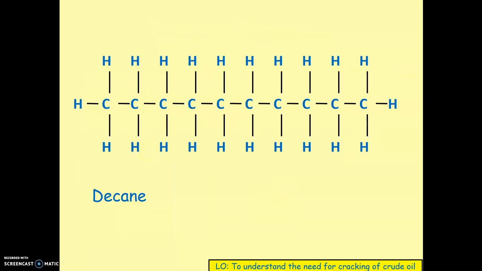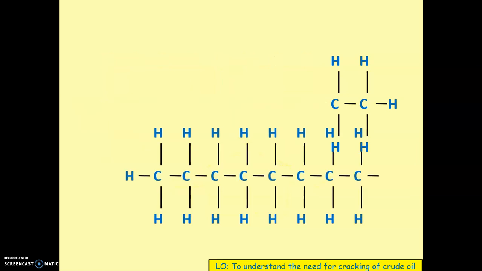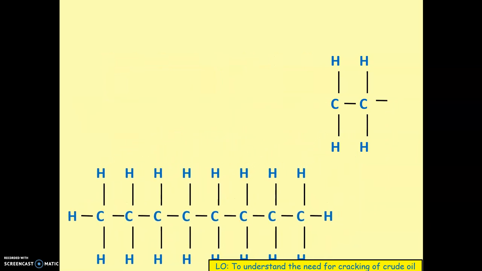So I'm just going to show you a short example of cracking decane, which is a 10 carbon long hydrocarbon. We're going to add a bit of heat and a catalyst, 550 degrees Celsius for this, and the catalyst. Heat it up, and then it is broken down into an alkane and an alkene.